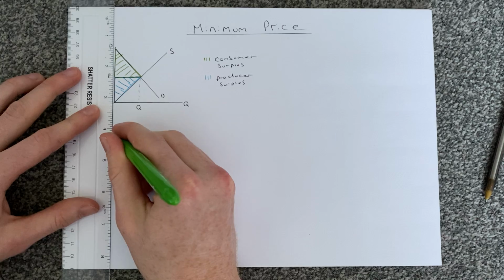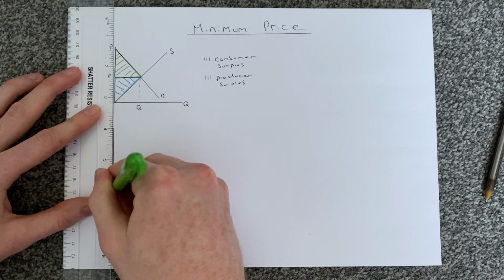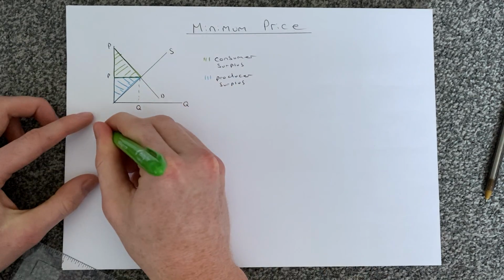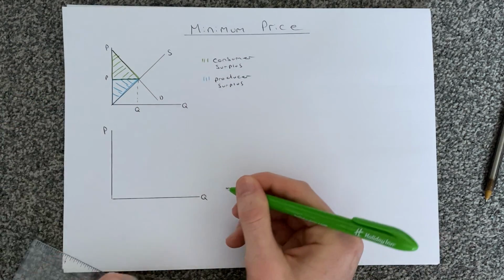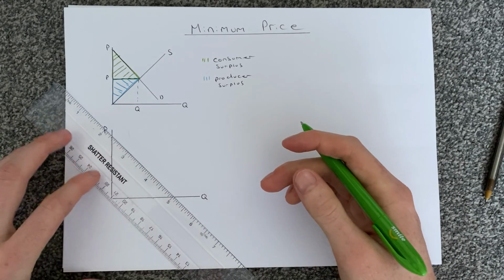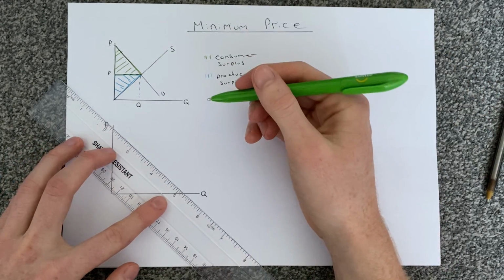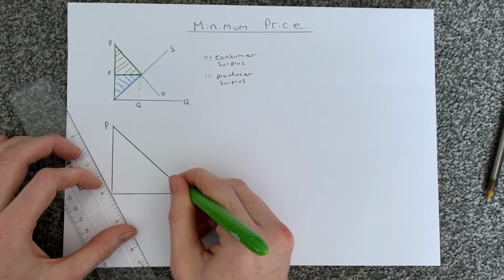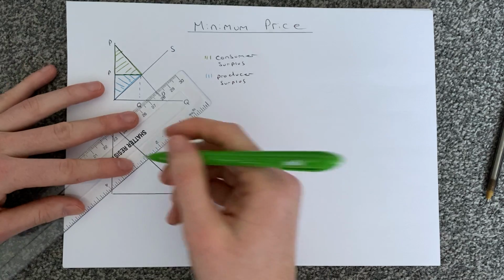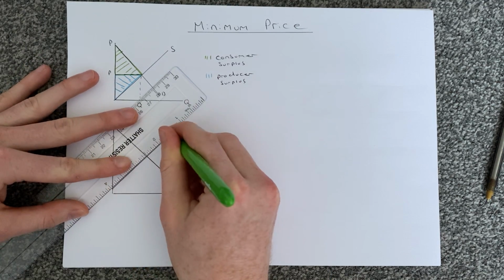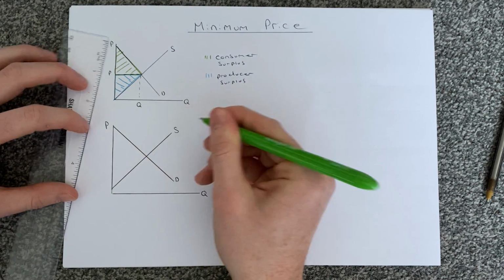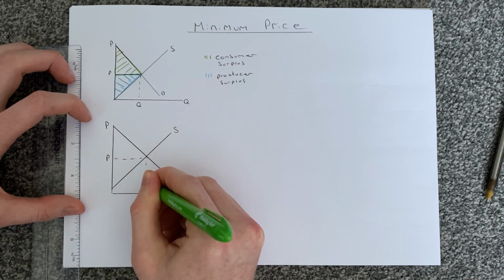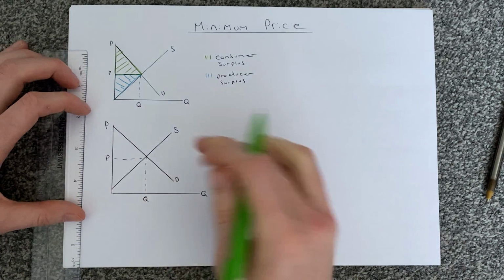So to start off with, we will construct our minimum price diagram, labelling our axes first of all, price and quantity. Again, remembering to make sure our supply and demand curve intersect the vertical axes to ensure we can demonstrate quite clearly the producer and consumer surplus. Let's now put in our market equilibrium of P and Q.